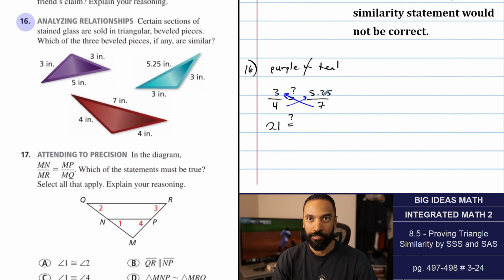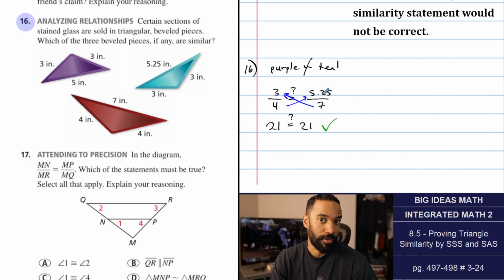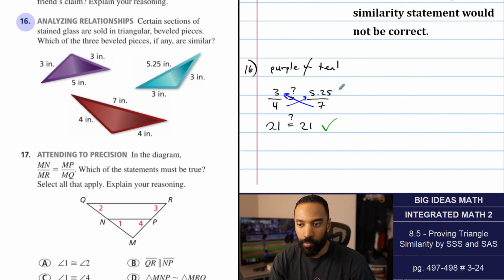4 times 5 is 20. 4 times 4 quarters is 1. So 20 plus 1 is 21. That one checks out. So these are in proportion. They didn't ask for the scale factor. So this must also reduce to 3/4, basically, is what I'm saying. So yeah, 21 equals 21.